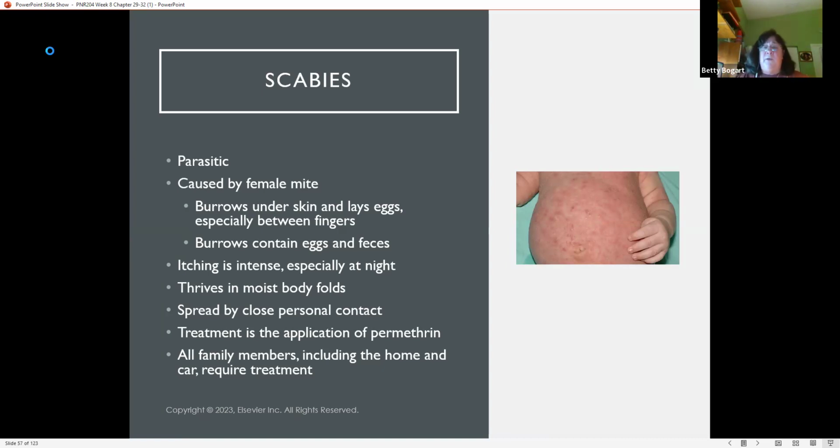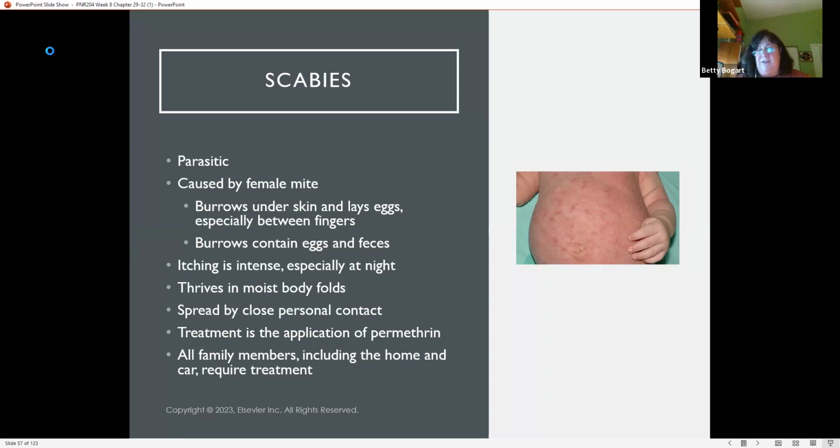And what we do is we put permethrin on it. We put it on before they go to bed at night and wash it off in the morning. It's usually 8 hours later. Now, if a child has scabies or anybody in the house, the whole family should be treated. It's that contagious.